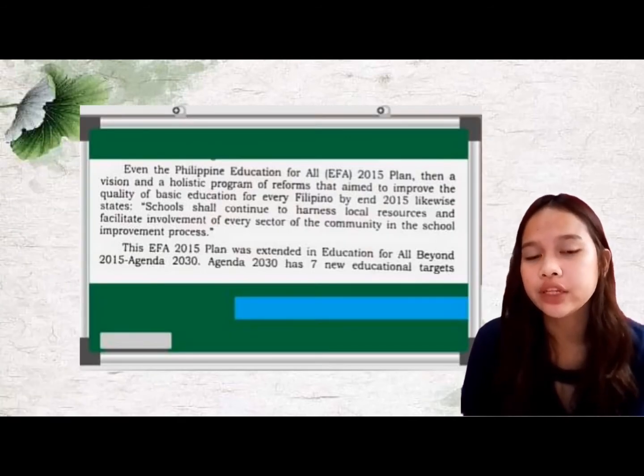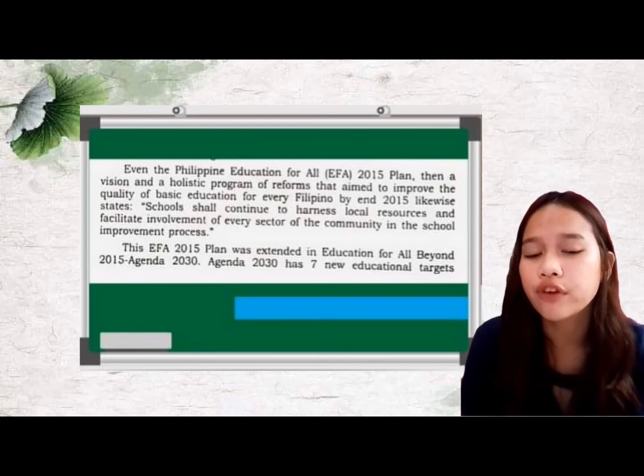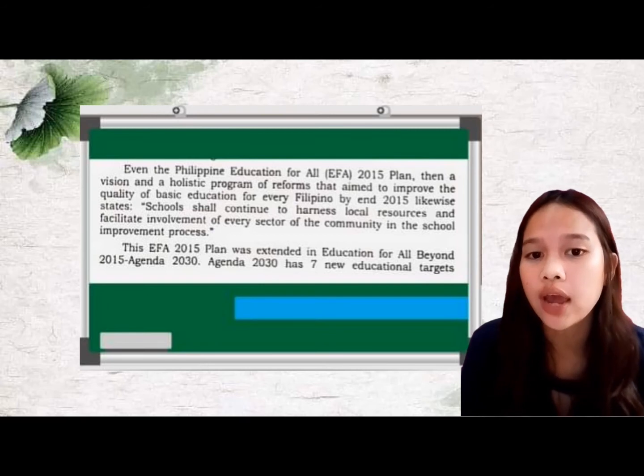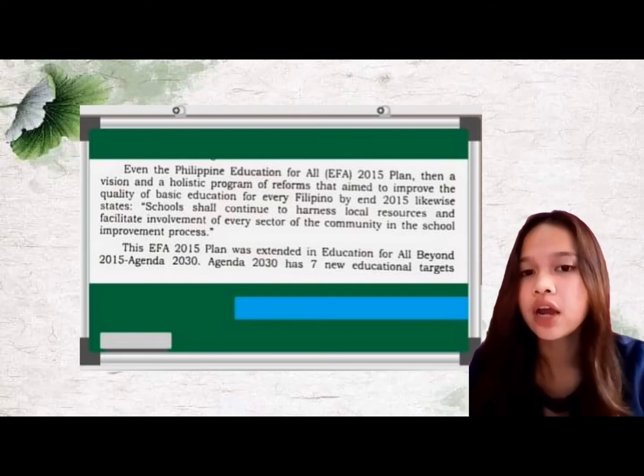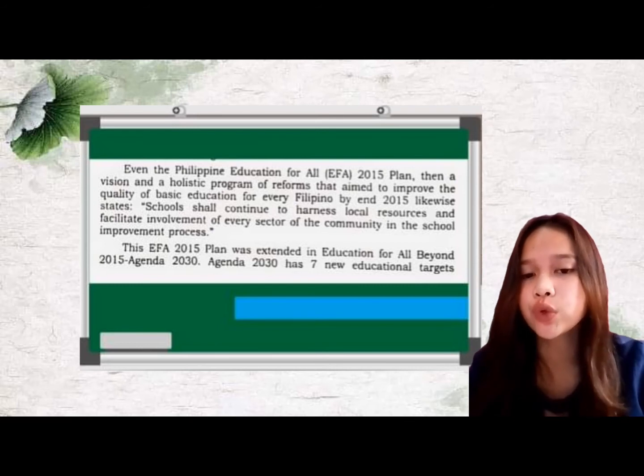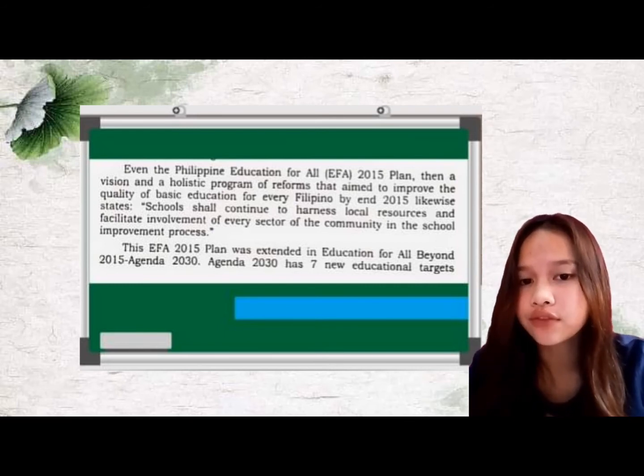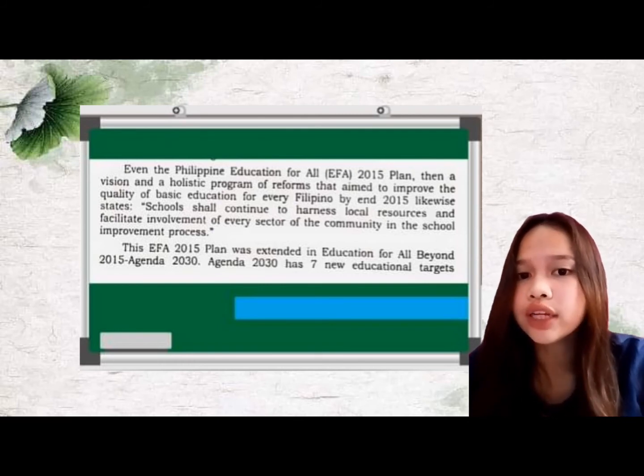So even the Philippine Education for All or EFA 2015 plan, a vision and holistic program of reforms that aim to improve the quality of basic education for every Filipino by end of 2015, likewise states: schools shall continue to harness local resources and facilitate involvement of every sector of the community in the school improvement process. Therefore, by the year 2015, ideas for school community partnership, known as the Philippine Education for All or EFA 2015 initiative, were all in the works.